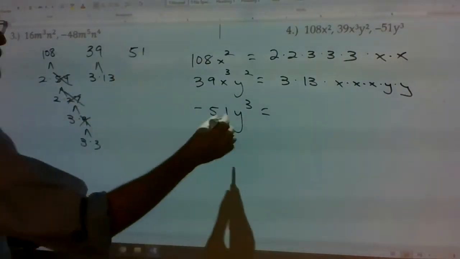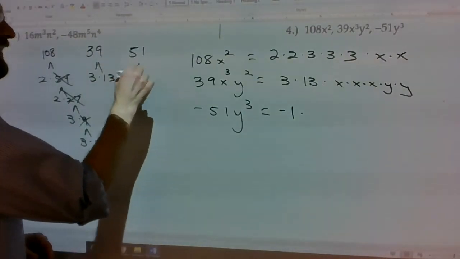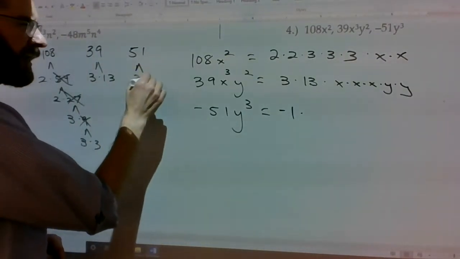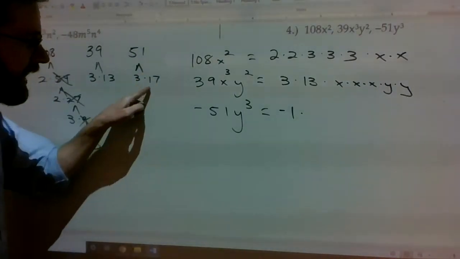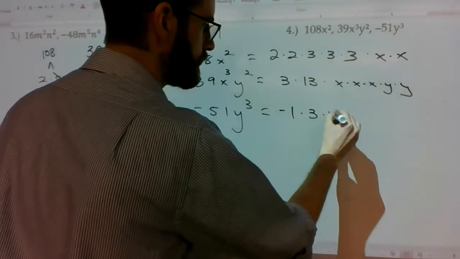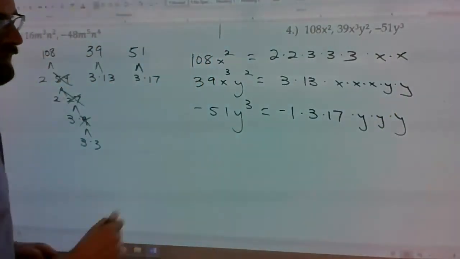And then -51, make sure you put a -1 on there. That divides by 3 as well. It's 3 times 17. 17 is prime. It's done. And then there's 3 y's.